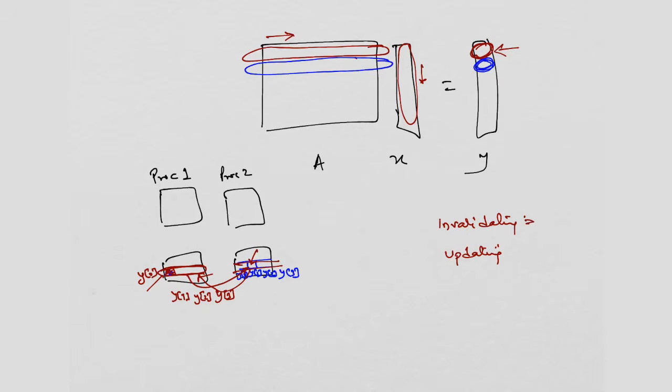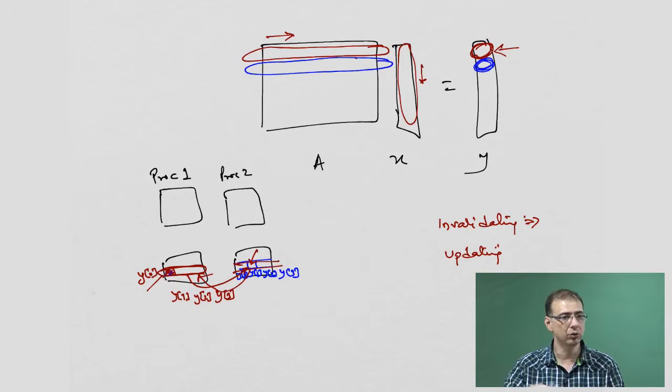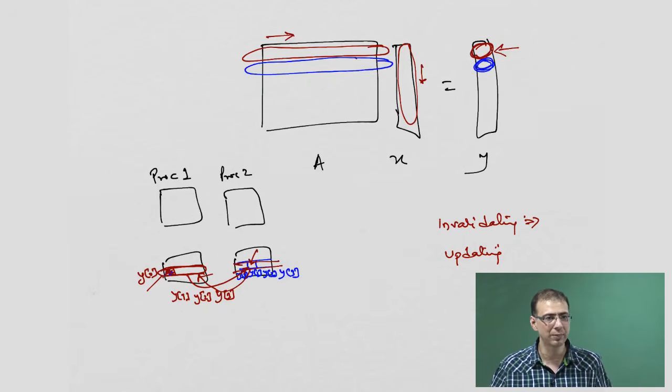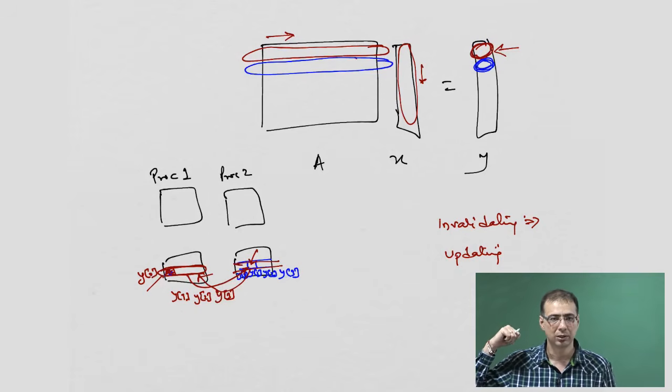In case of invalidating, what happens? Whenever you update your value, you go and mark all those caches where the same line is loaded as invalid, which means that the next time that processor wants to access that data in that cache line, it's going to have to go to the memory, right?